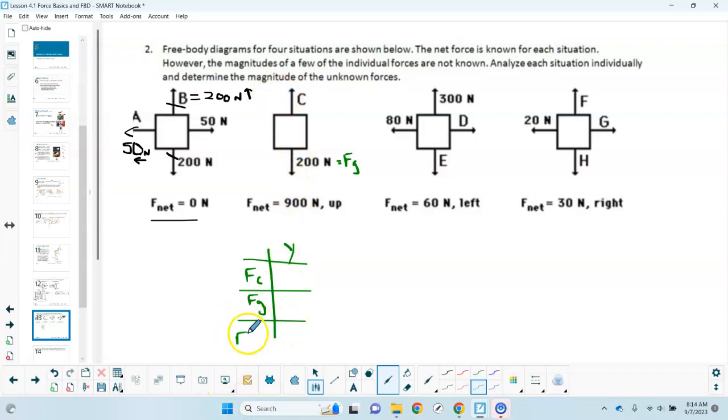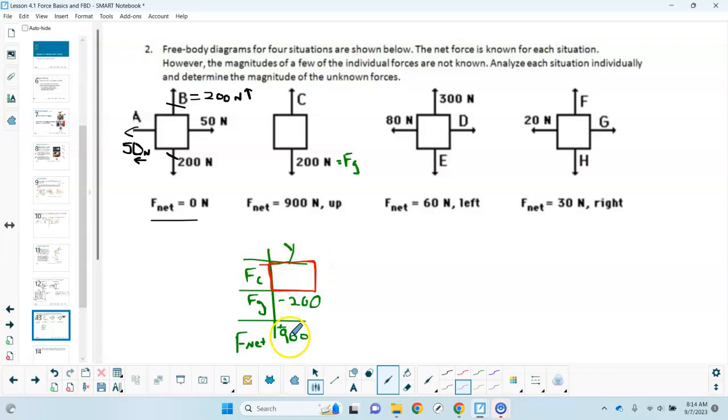But I do know my net force. So my net force is 900 newtons going up. So it would be 900 and it's positive. My gravity force, I know that's 200 down. So that's going to be a negative 200. And we're going to try to fill in this box. So this box at the top, FC, that's an empty box that we're trying to figure out.